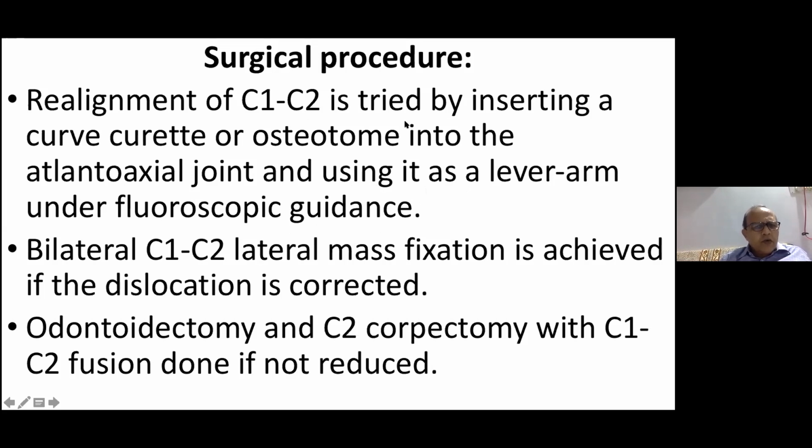So if it is reduced, then you just put in a graft there in C1, C2 on either side and fuse those. Or in mobile AD, you just have to open the C1, C2 facet joint, put in a graft, and then use C1, C2 lateral mass screws, and that's all.